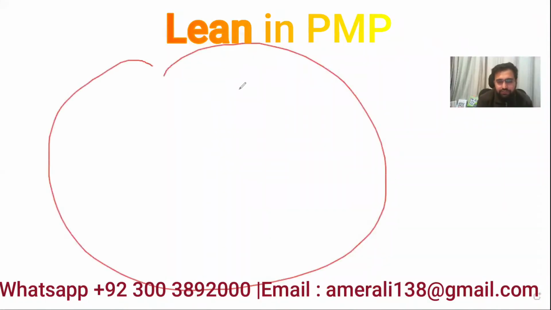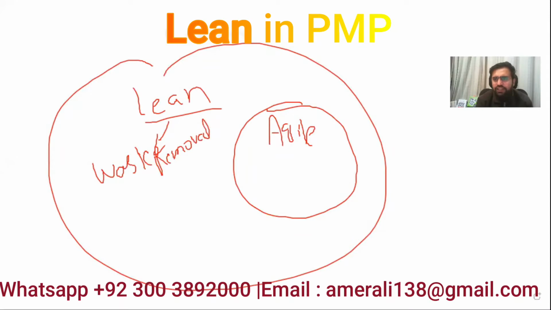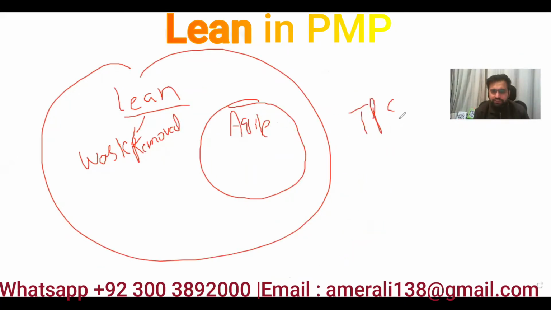If this is lean, agile covers these areas. And lean is actually all about waste removal. Lean was actually derived in the Toyota production system by Taiichi Ohno. You don't need that detail for your PMP exam, but you need to know lean is all about waste removal. That we need to remove waste.